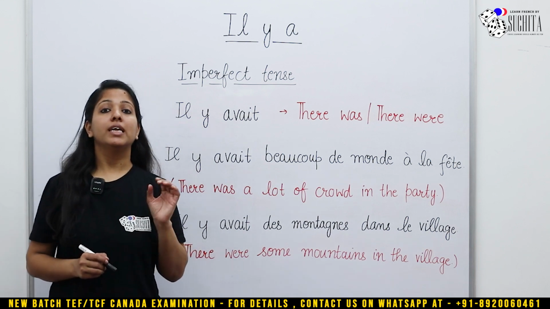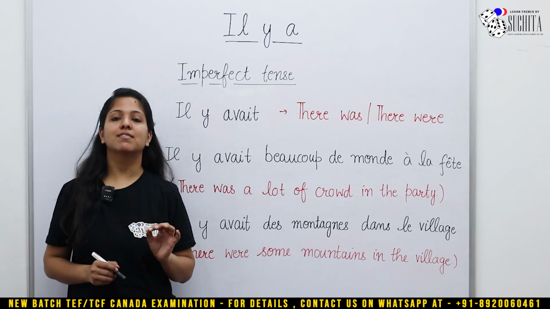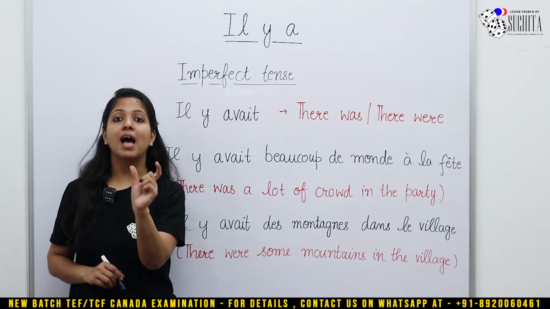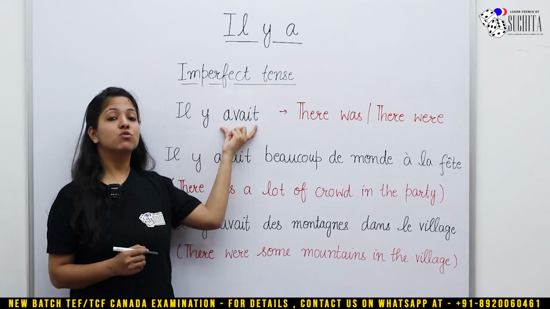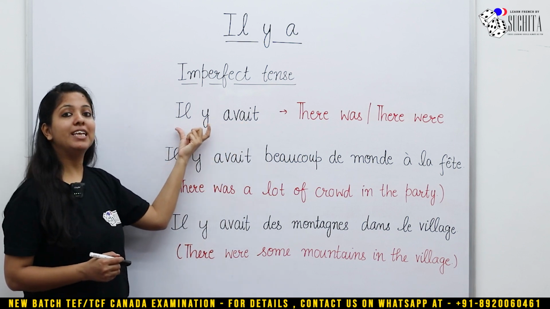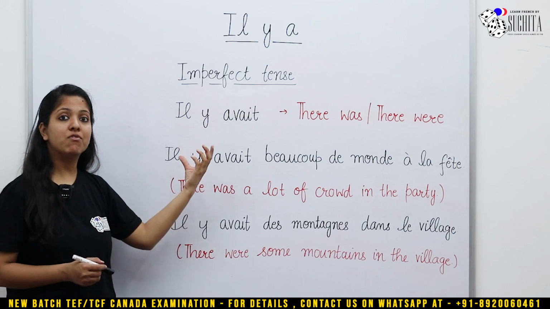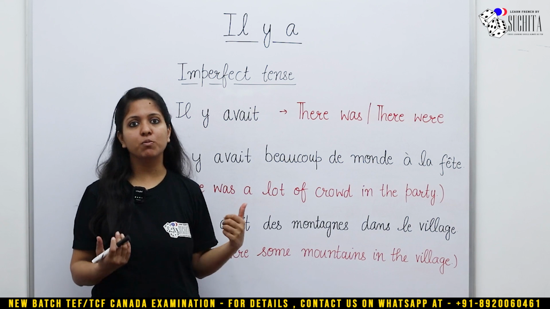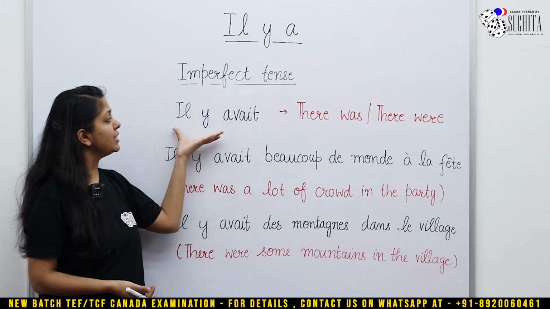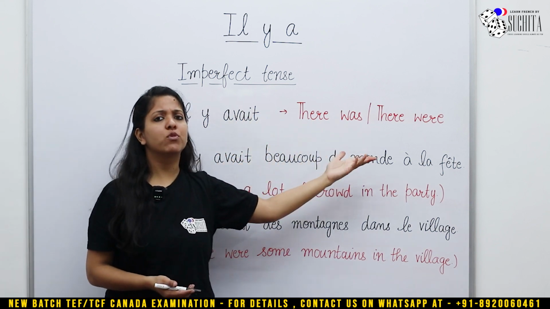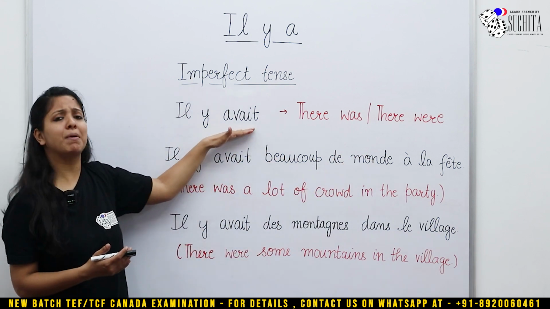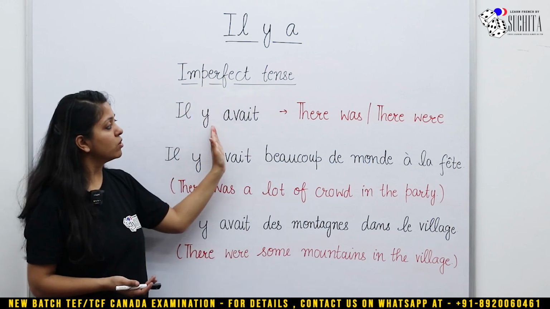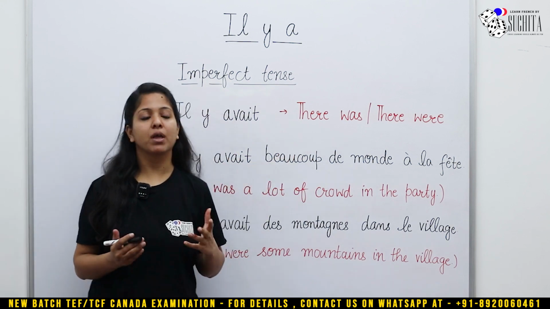Now, let's learn il y a in the imperfect tense. That's actually imparfait. So what do you have to do? You have to conjugate the verb avoir into the imparfait. So now it is il y avait. Now il y a eu, which we learned in the previous slide, of course also means there was or there were. And il y avait also means there was or there were, because passé composé is past tense and imperfect tense is also past tense. So the English equivalent for both would be the same, okay?